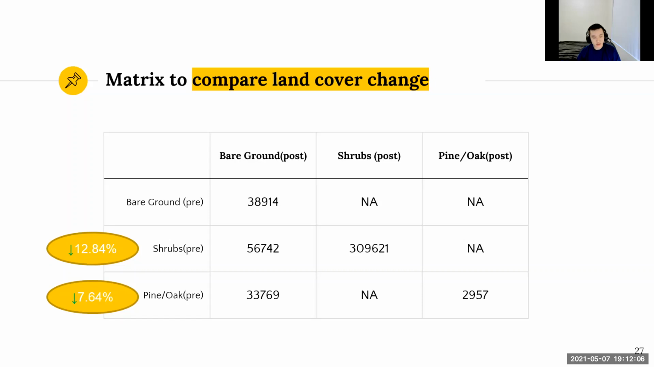Over 12% of the area shown in the image changed from shrubs to bare ground, and about 7% of the area turned from pine oak to bare ground. In this case, even though pine oak lost most of its vegetation in terms of number, shrubs fueled the Bighorn fire to a massive extent.